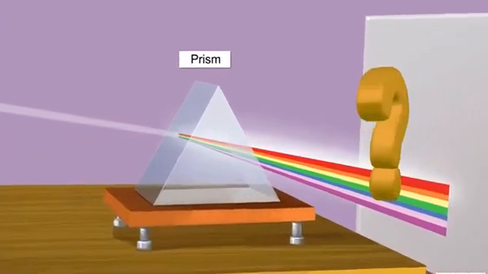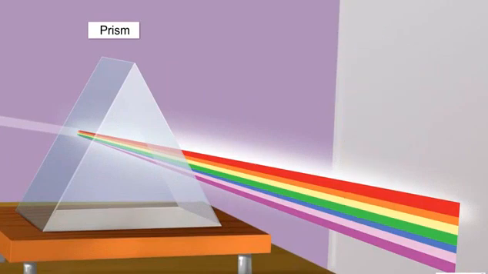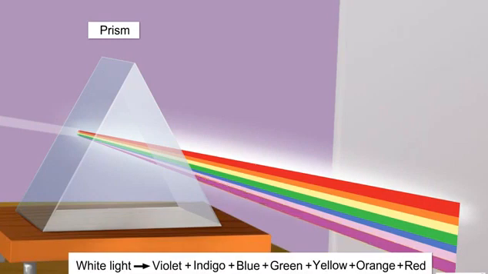Are you wondering from where this beautiful band of colors appeared? Actually, the white light consists of 7 colors, namely violet, indigo, blue, green, yellow, orange and red, which we saw as the band of colors.